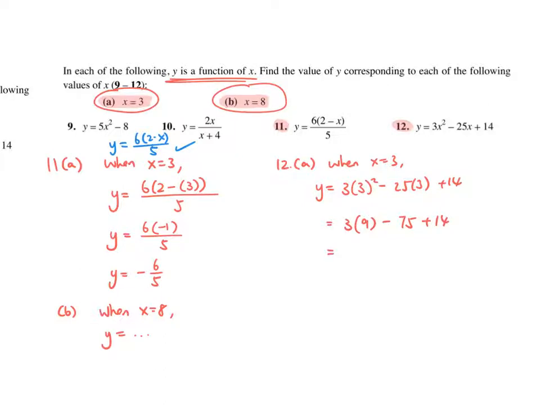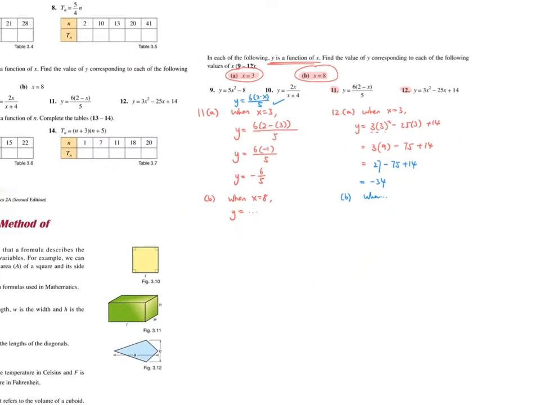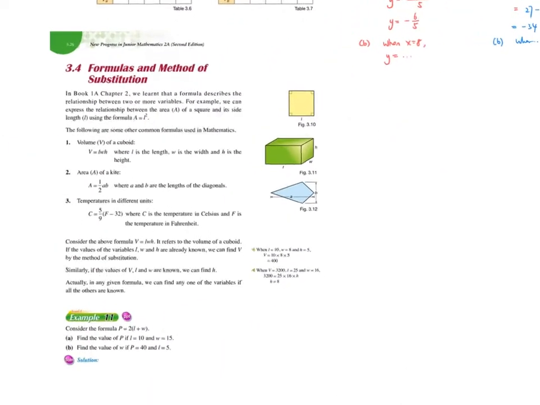All these calculation parts can be skipped as long as you get the perfect answer. But I suggest you write something so that I can follow what you're thinking. 3 times 9, it is correct. And then the next step, it is about 3 times 9 first, multiplication and division before addition and subtraction, and then minus 75 plus 14, and the answer would be negative 34. That's finished. Okay, so for part B, you may work on it on your own. Remember to write when something. Okay, so next we move on to 3.4, formulas and method of substitution.